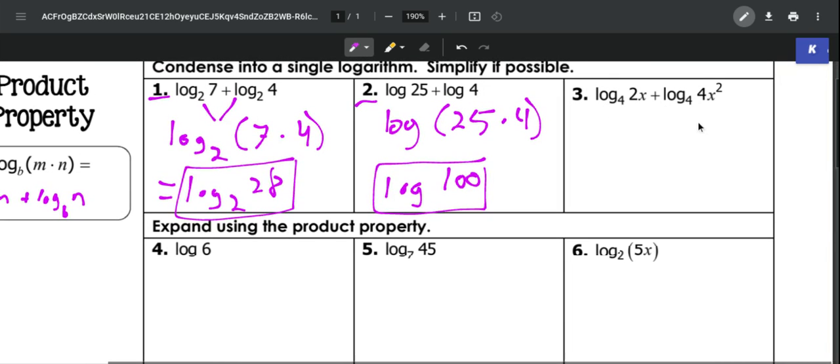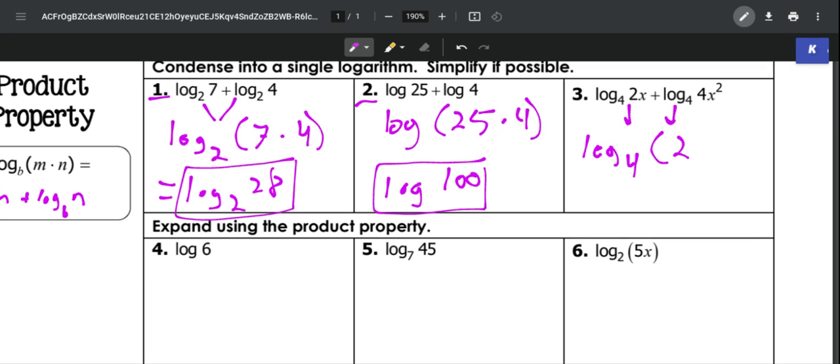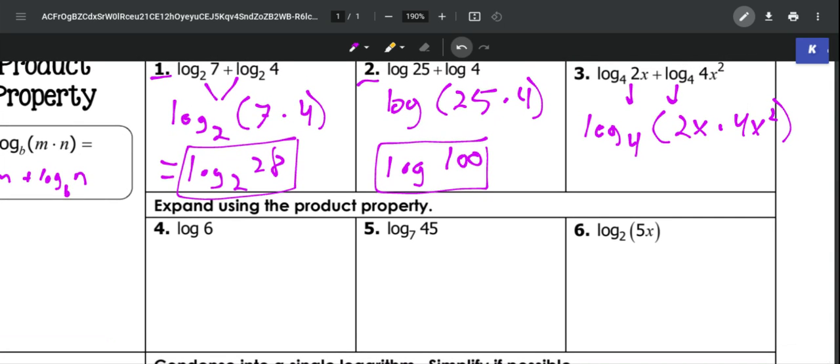Now, the only additional part that can give you a little curveball is in number 3, where we have log base 4 of 2x plus log base 4 of 4x squared. We're going to take these two and condense them into one logarithm, log base 4 of, since this was added, 2x times 4x squared. The only thing you really have to pay attention to is that this is a product rule problem for our rules of exponents.